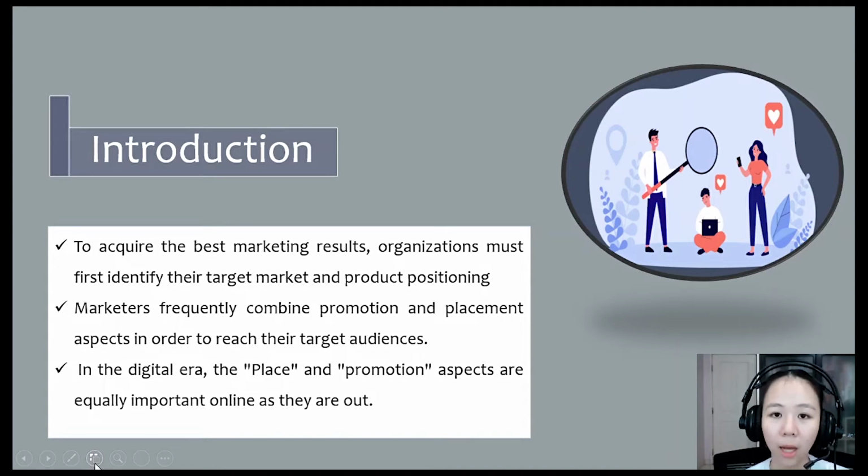The next part, marketers frequently combine promotion and placement aspects in order to reach their target audience. In the digital era, for example, the place and promotion aspects are equally important online as they are offline. Specifically, the location of a product on a company's website or social media, as well as the type of search functionalities that activate related tailored adverts for the product.